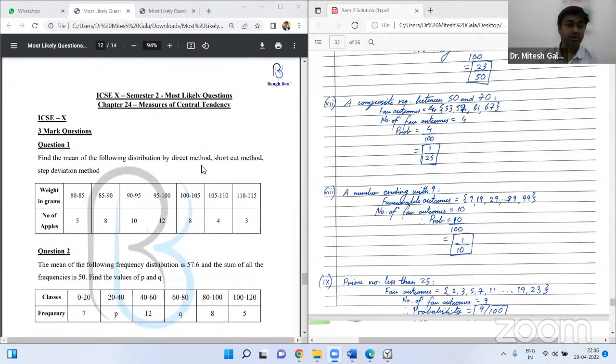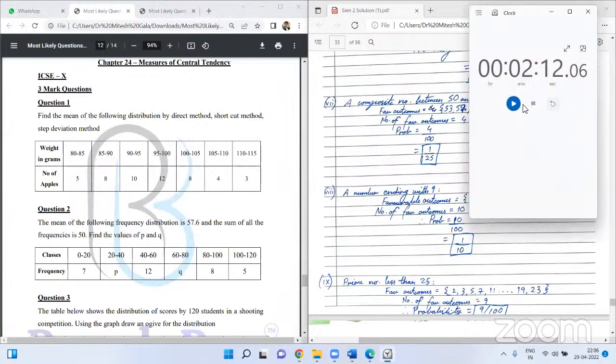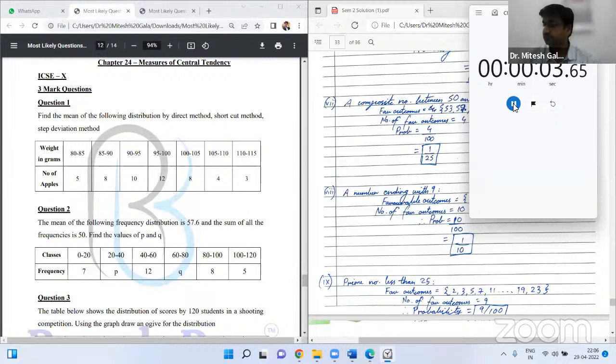Chalo. Let's move on to measures of central tendency. So here you can do by any method. I have written all 3 methods. Come on, solve. This is going to take some time. Go for it. Calculate the mean, everybody. Any method, your choice.